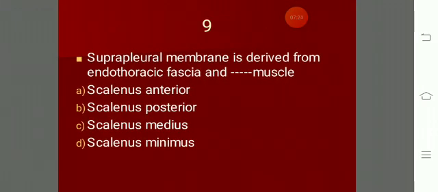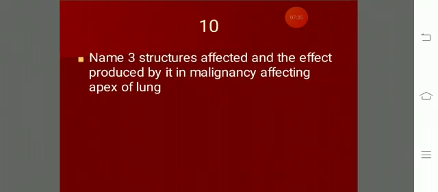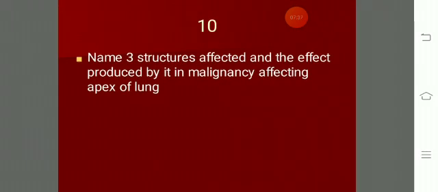Next one, very easy one. Suprapleural membrane is derived from endothoracic fascia and dash muscle. It is scalenus minimus. Scalenus minimus muscle. Name 3 structures affected and the effect produced by it in malignancy affecting the apex of lung. So any 3 structures you can say.